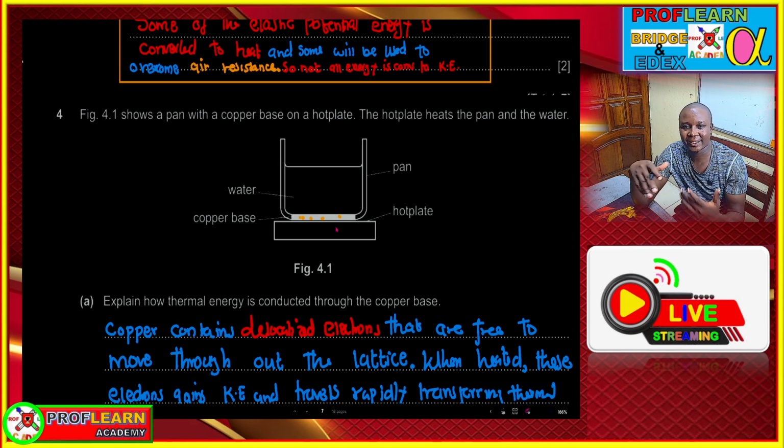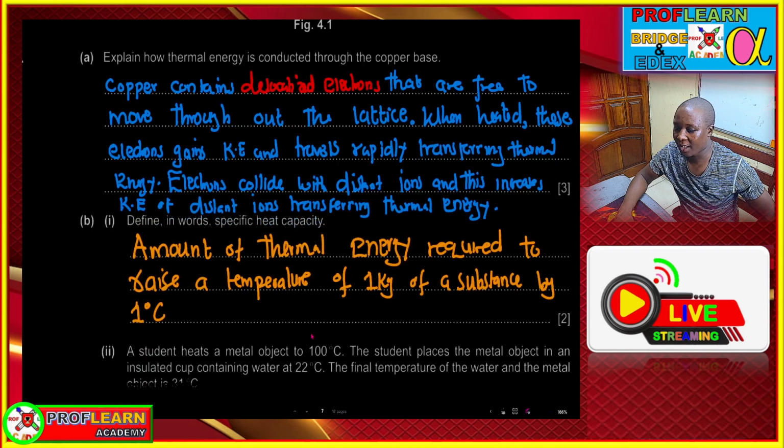In the process, as they move, they collide with other atoms or ions in that particular structure. In the process, they make them vibrate. And once the material starts vibrating, its thermal energy increases. So as these free electrons move, they transfer thermal energy. As they collide with other ions or atoms, they increase their kinetic energy. Therefore, energy is transmitted as free electrons move.